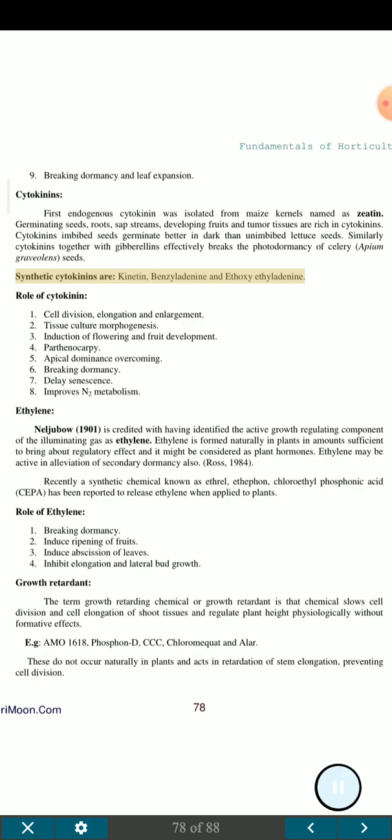Synthetic cytokinins are kinetin, benzyladenine and ethoxyethyladenine. Role of cytokinin. 1. Cell division, elongation and enlargement. 2. Tissue culture morphogenesis. 3. Induction of flowering and fruit development. 4. Parthenocarpy. 5. Apical dominance overcoming. 6. Breaking dormancy. 7. Delay senescence. 8. Improves N2 metabolism.